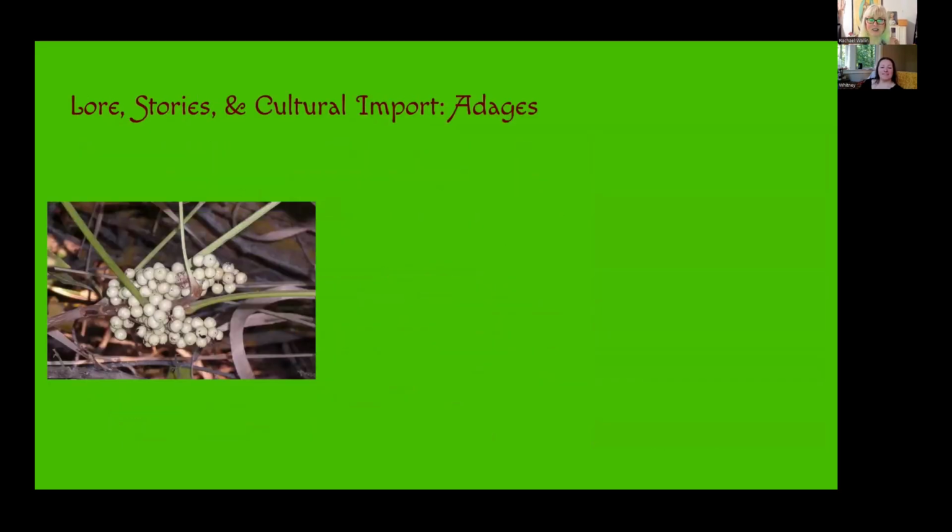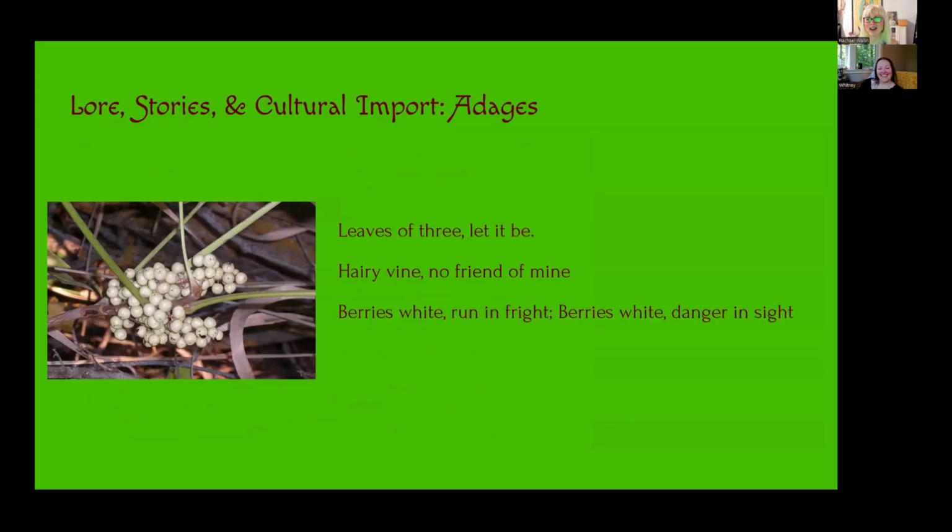Adages, the lore, stories, and cultural import. Adages: Leaves of three, let it be. Hairy vine, no friend of mine. Berries white, danger in sight. And that goes for other things too. I've heard that white berries aren't a good thing in general.